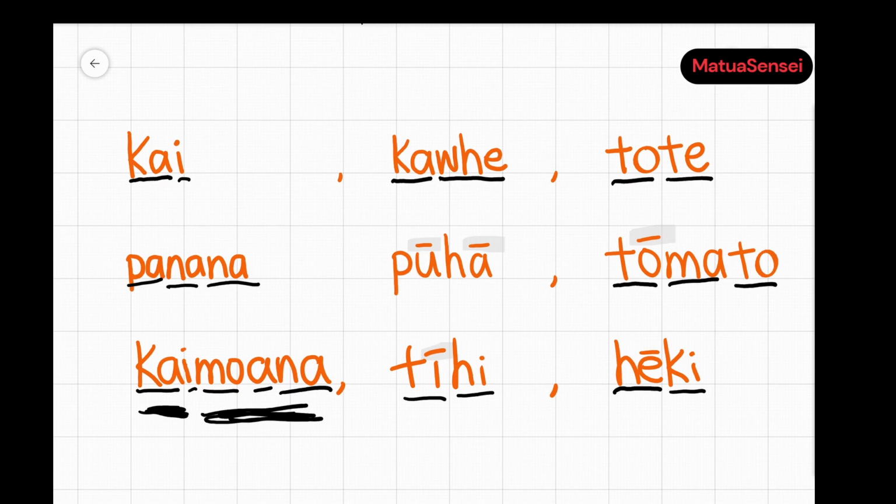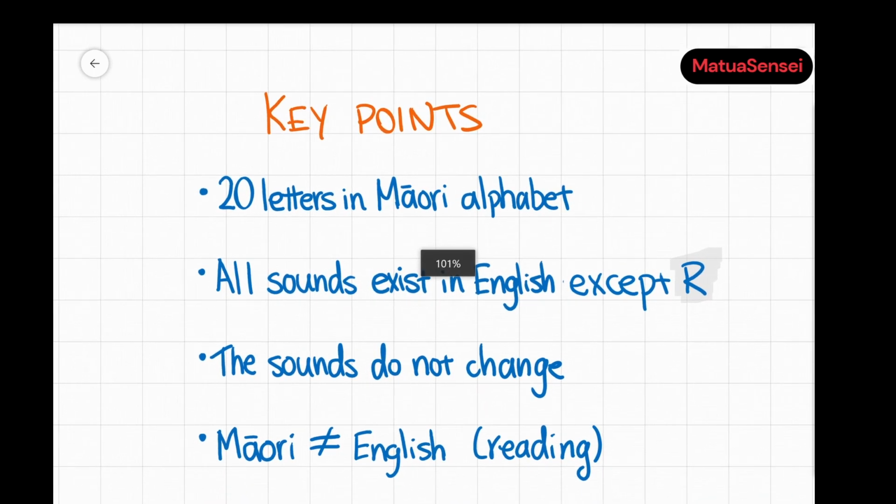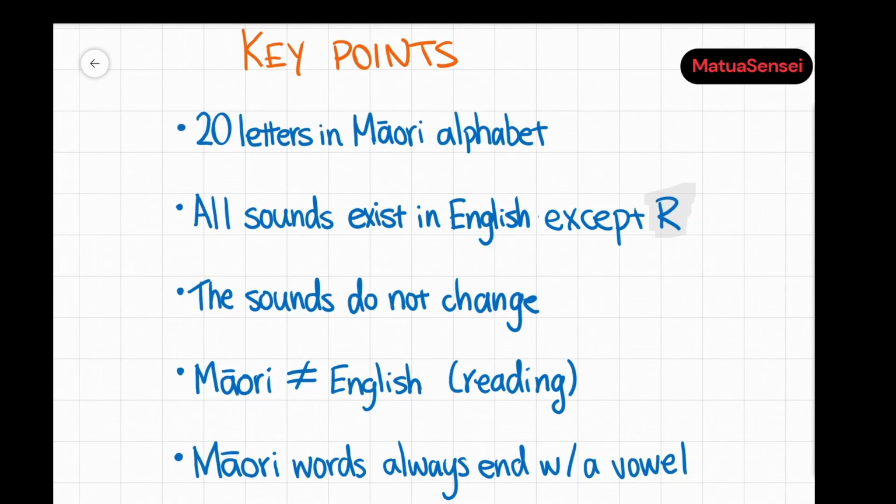I hope you're with me. Still? Now, here are some key points from this lesson. Some haven't been mentioned, but it's all right. So first up, there are 20 letters in the Māori alphabet.